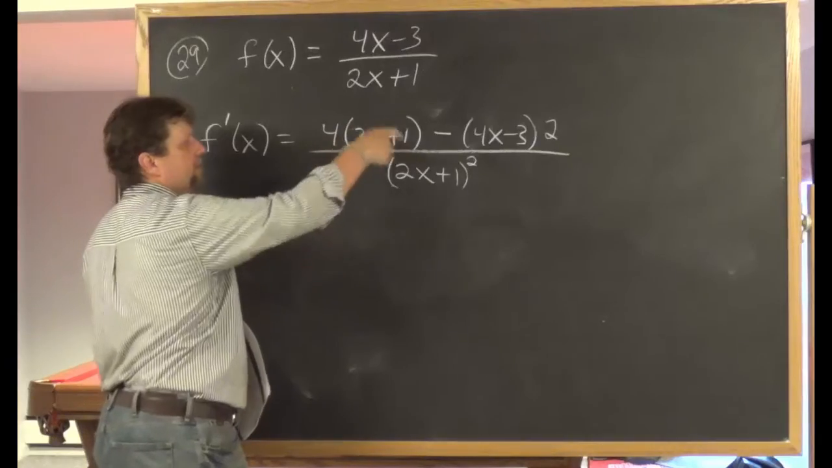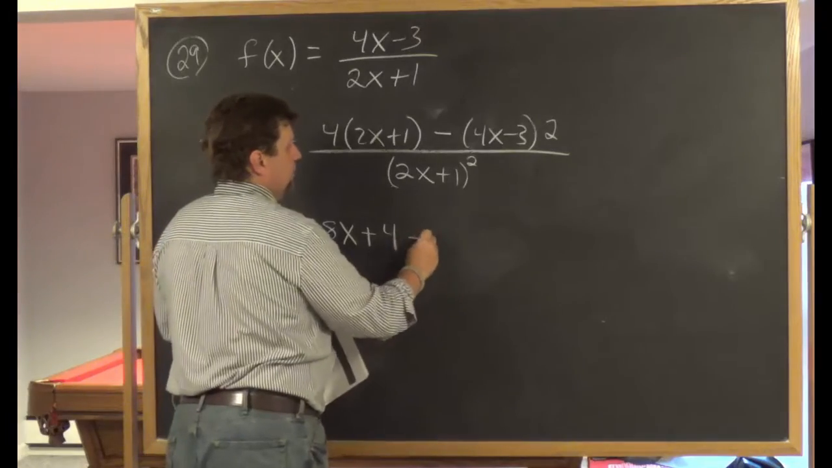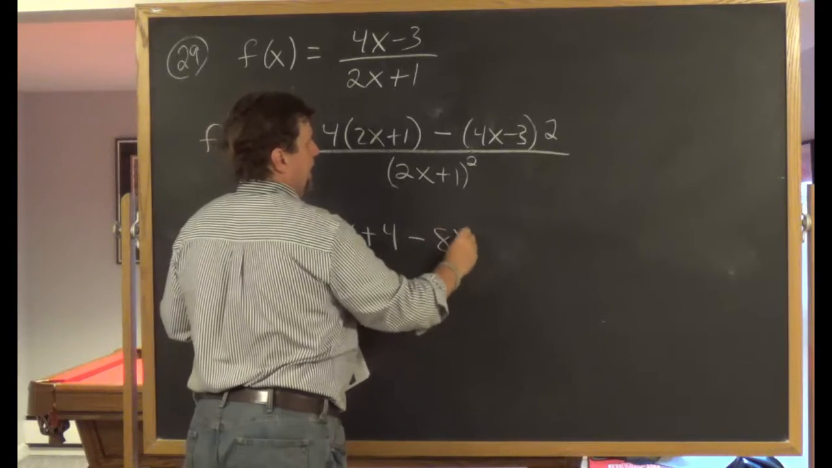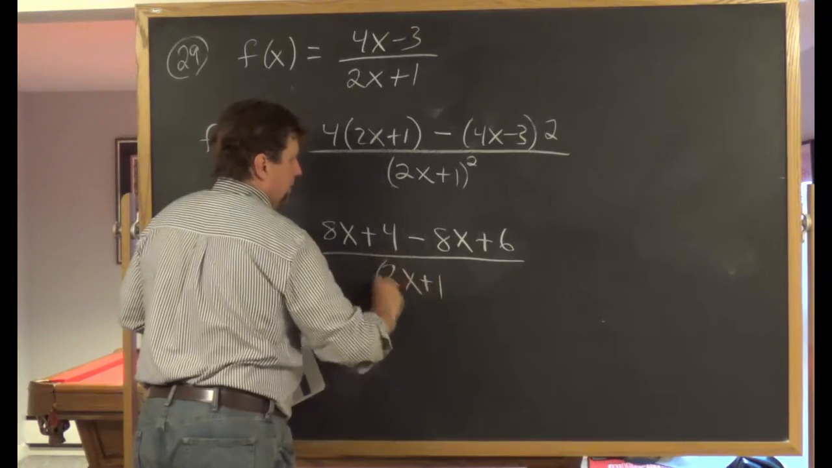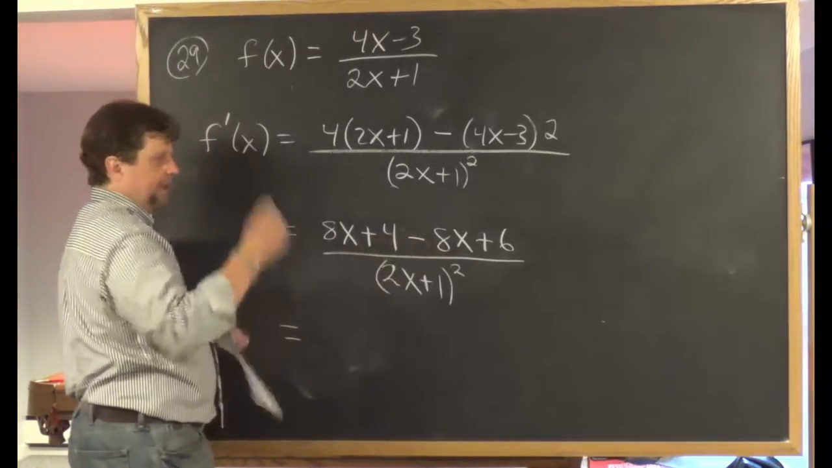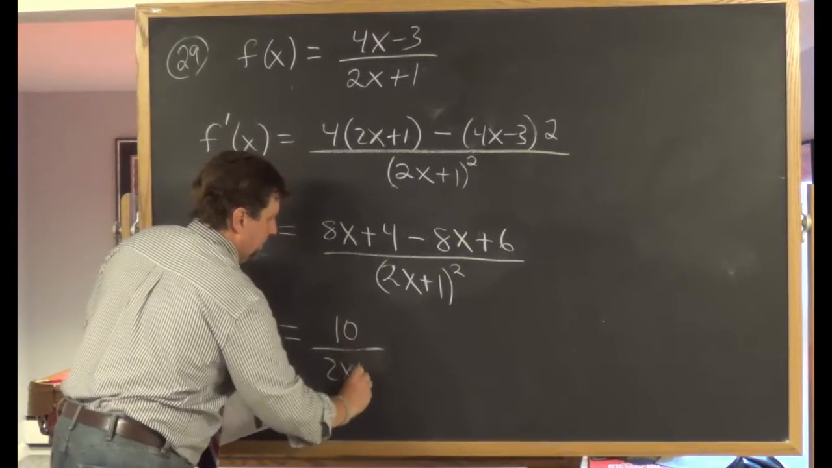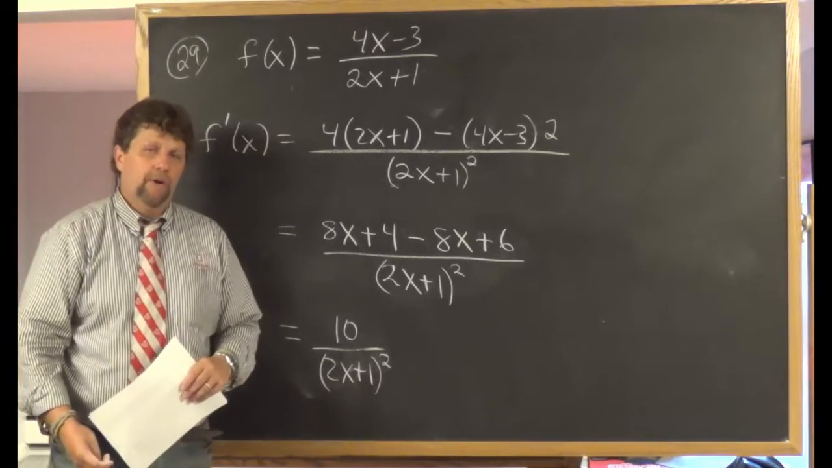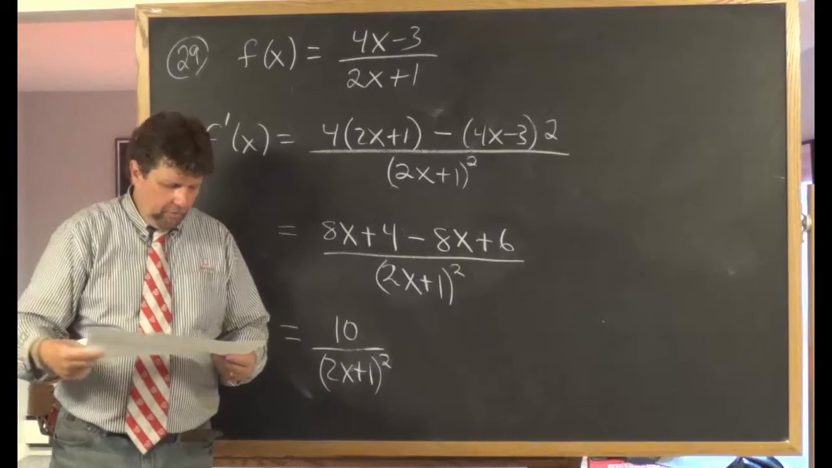And you know what, for this one, let's go ahead and simplify this down. It doesn't take too much to distribute a 4 up here to get 8x plus 4. And it doesn't take too much to distribute a -2. So that's an 8x minus 8x plus 6. And then combine your like terms. In the numerator 8x minus 8x, that's gone. 4 and 6 is 10. So we have the simplified derivative as 10 over 2x plus 1 quantity squared. So hopefully you got that for number 29, and you feel pretty good about the quotient rule.